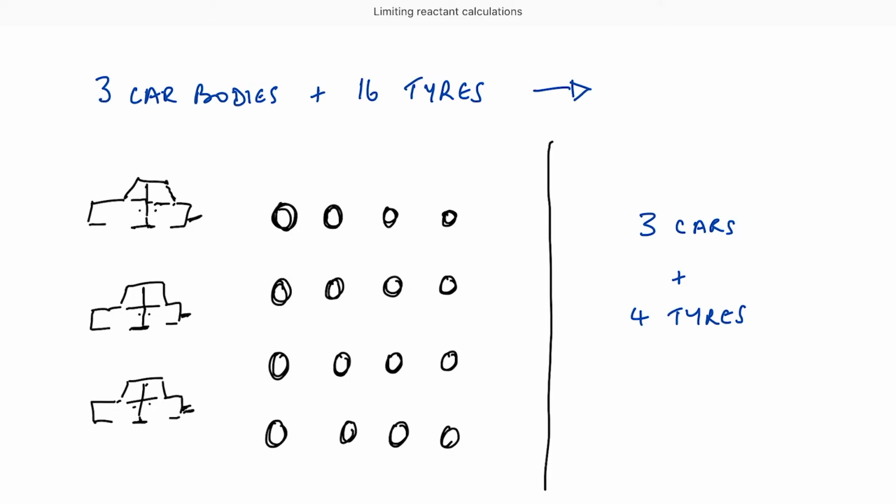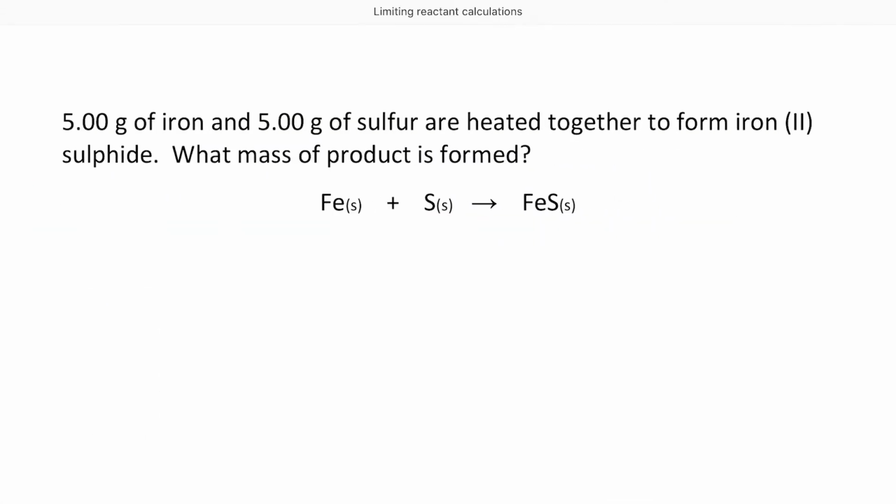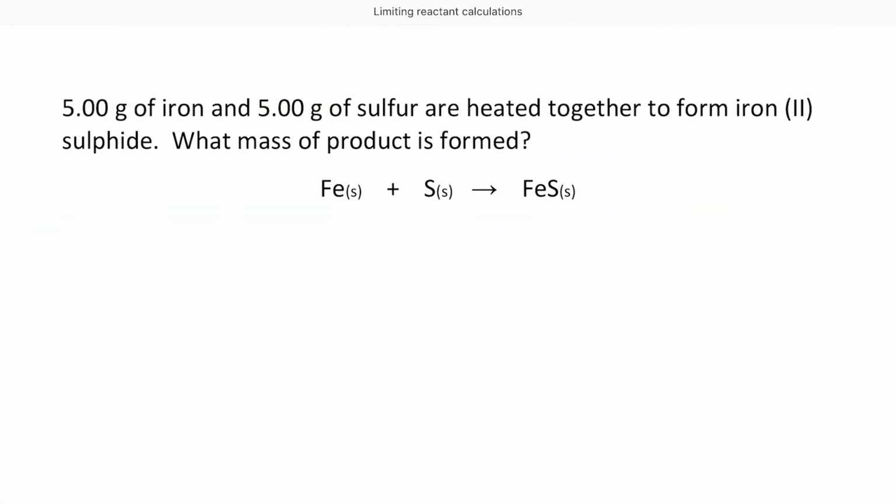So in chemical reaction terms, my car bodies are my limiting reactant, my excess reactant are my tyres. I have more tyres than I need. They're going to be left over at the end of the reaction. So let's have a look at a chemical example here.